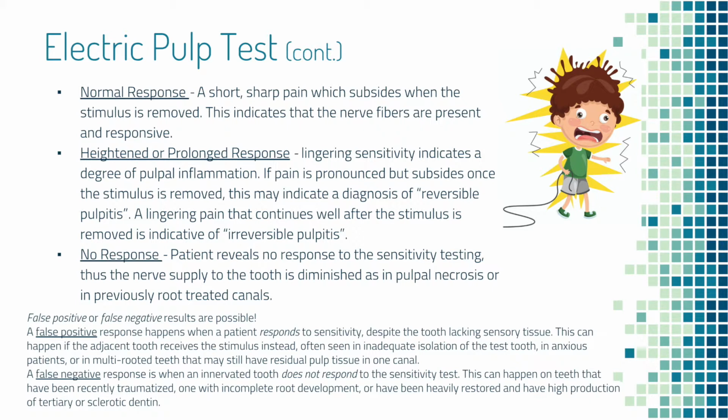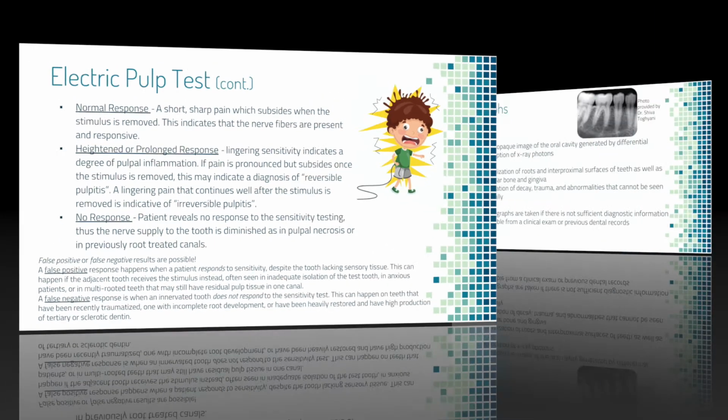So, a big thing with the electric pulp test is that there are false positive and false negative responses. The false positive is when the patient responds to the sensitivity, even though that tooth doesn't have any sensory tissue. That could be seen in multi-rooted teeth, for example, that still has residual pulp left in one of the canals. A false negative is when the patient does not respond to the sensitivity test, even though it has healthy innervated fibers. This happens on teeth that have been recently traumatized, or it can be a heavily restored tooth and have a lot of tertiary or sclerotic dentin present.